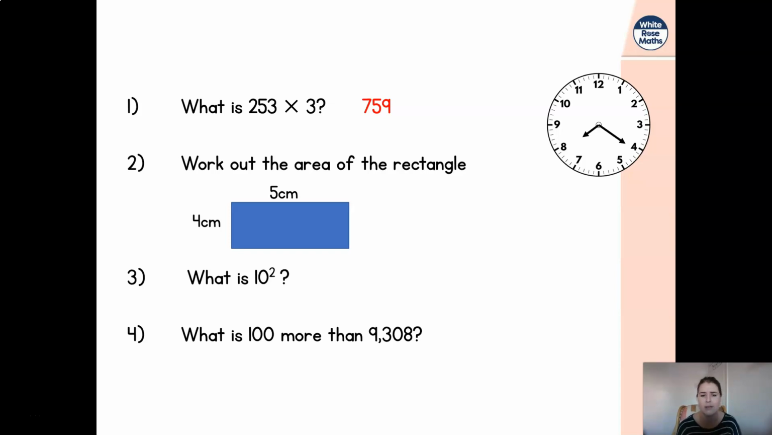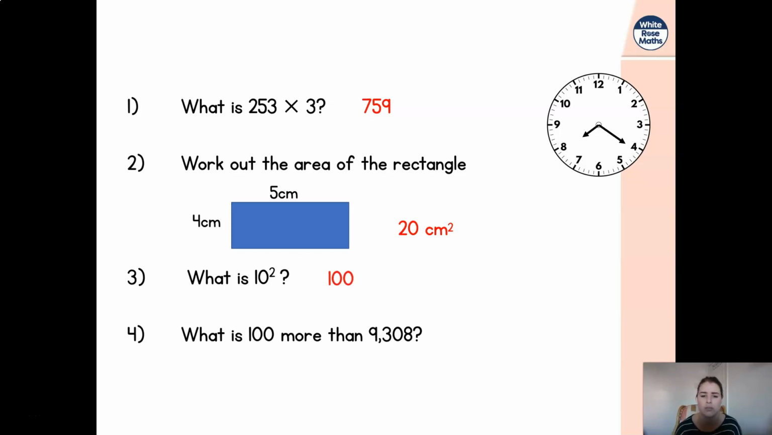Number 2, work out the area of the rectangle. We know for the area that we're going to have to multiply those two numbers together. That's going to give us 20 centimetres squared, because area has got to be in centimetres squared. Now, what is 10 to the power of 2? Well, we know that doesn't mean 10 times 2. The 2 tells us we've got to multiply our number by itself twice, so our sum would have been 10 times 10. So the answer is 100.